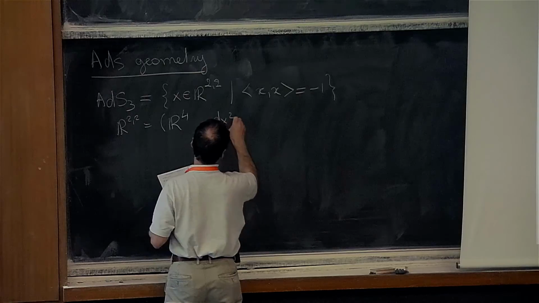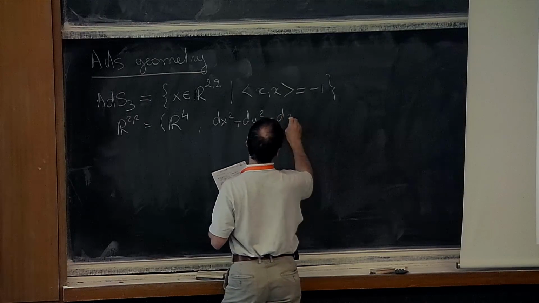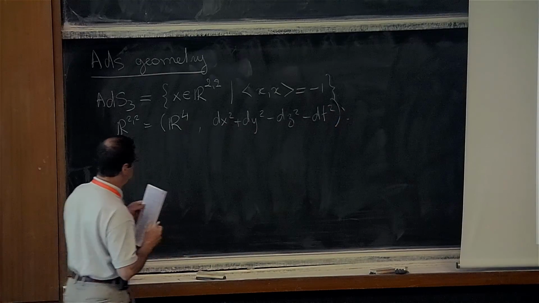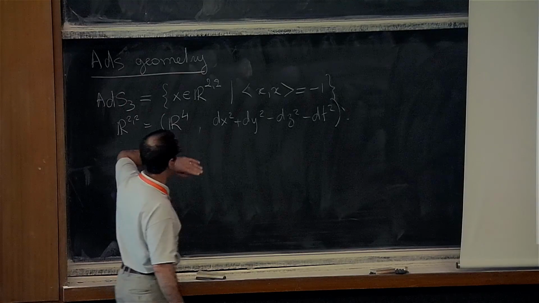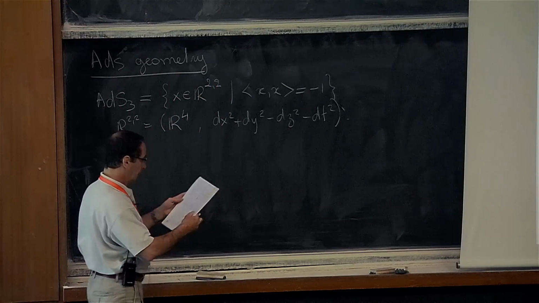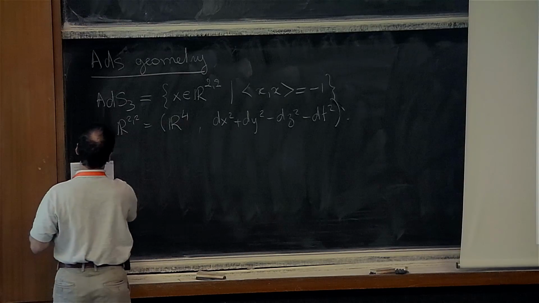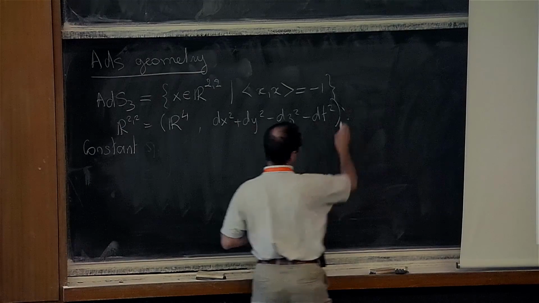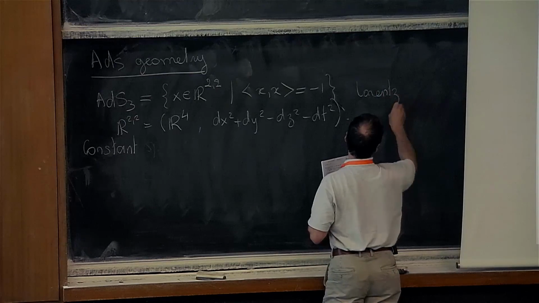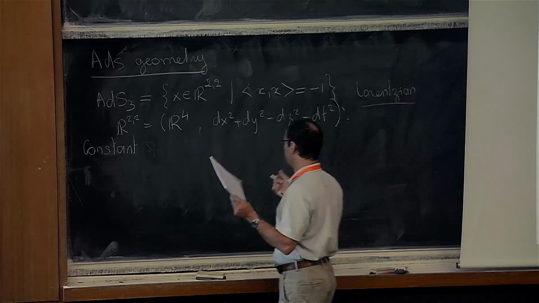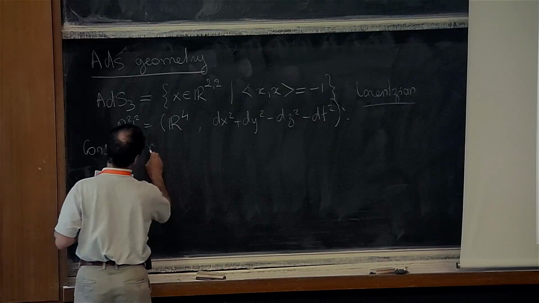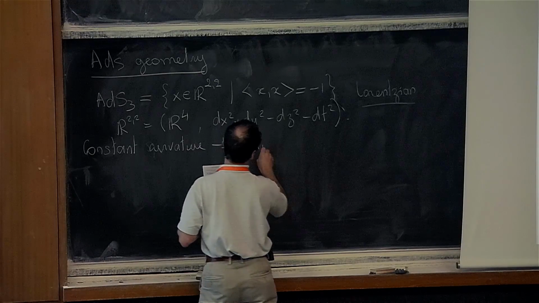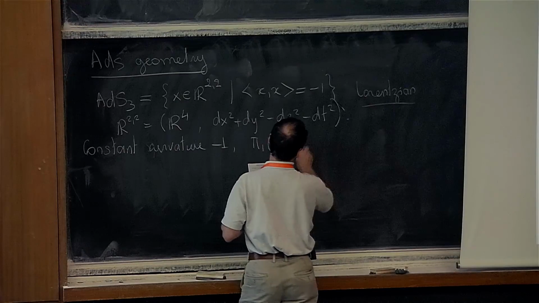So dx squared plus dy squared minus dz squared minus dt squared. If you wanted to have hyperbolic 3-space, you would have R3,1. That would be the only difference. This has constant curvature. I should say it's a Lorentzian space: the metric at each point has signature 2, 1. I mean, 2 positive directions, 1 negative direction. So it has constant curvature -1, and the fundamental group of AdS3 is equal to Z.